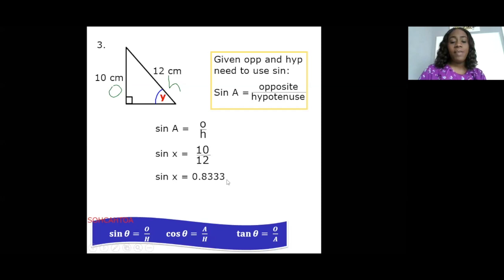We are solving, remember, we're skipping this step if we need to, and we say X is equal to the sine inverse of 10 over 12. X is equal to 56.4 degrees. 56.4 degrees. Notice I have my units.